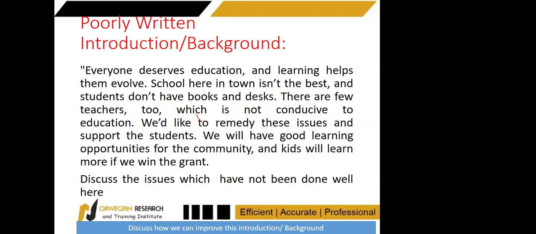Okay, so everyone deserves education and learning helps them evolve. School here in town isn't the best and students don't have books and desks. There are few teachers too, which is not conducive to education. We'd like to remedy these issues and support the students. We will have good learning opportunities for the community and kids will learn more if we win the grant. So that is the introduction and background.